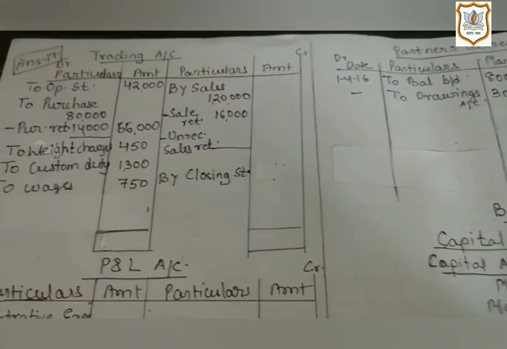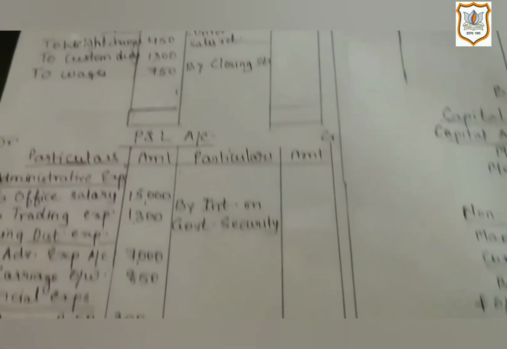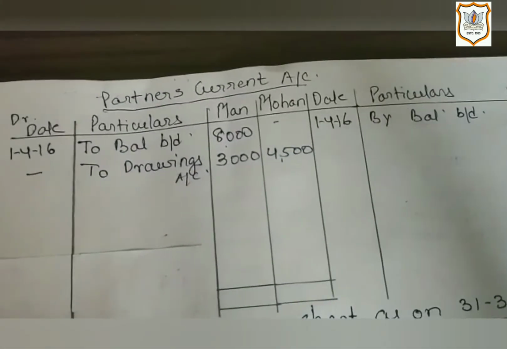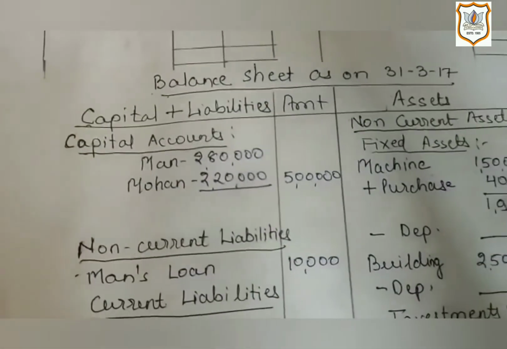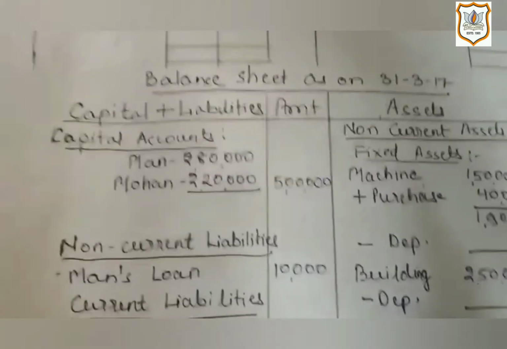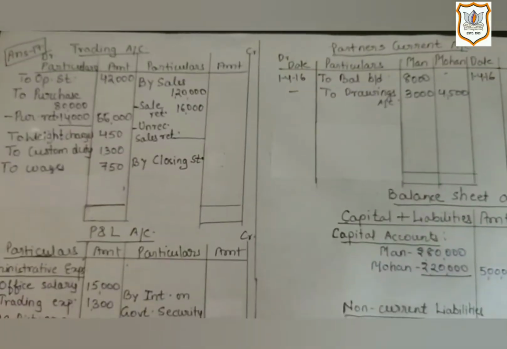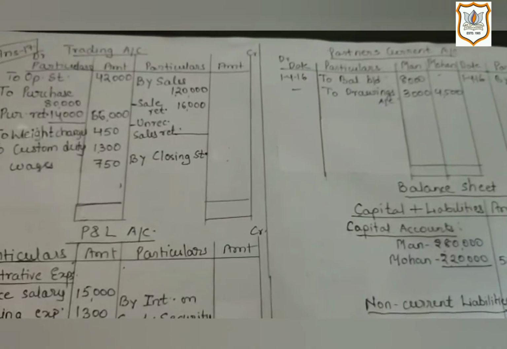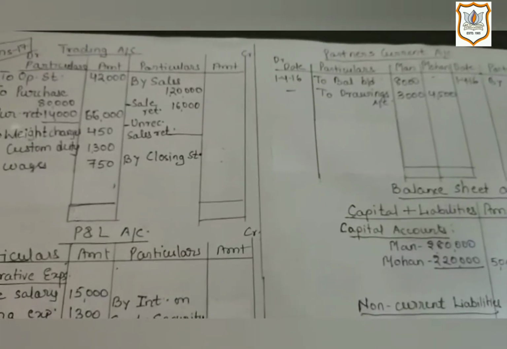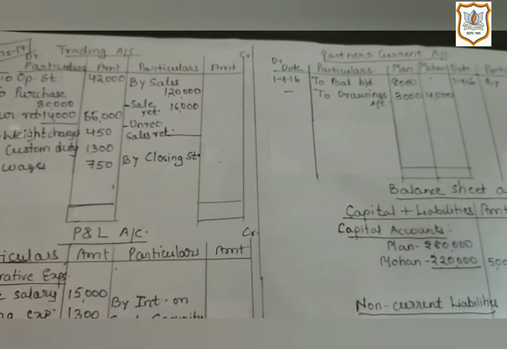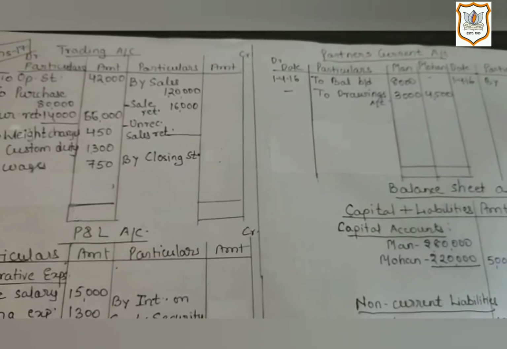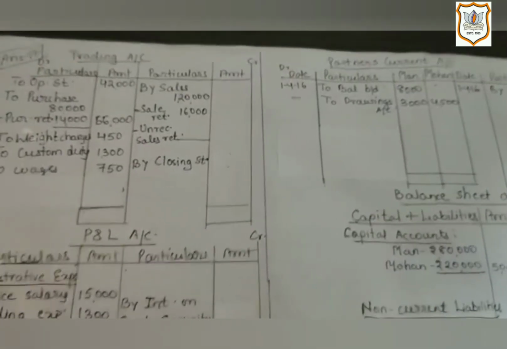So here you have to prepare trading account, profit and loss account, partner's current account, and balance sheet. First of all, post all the items in their respective accounts from the trial balance as I have done. Do the posting carefully one by one.